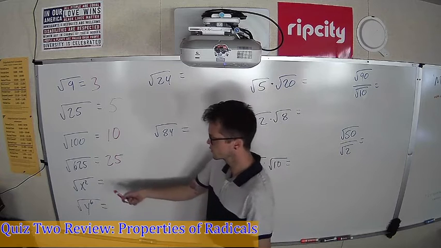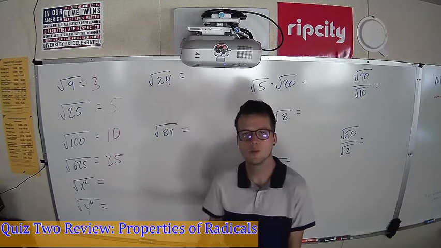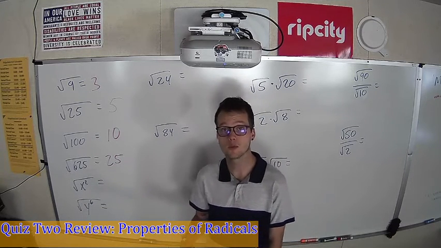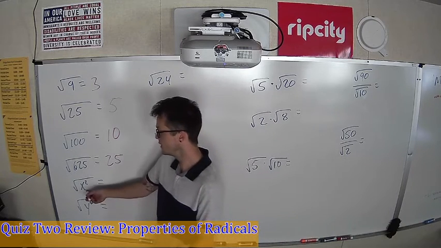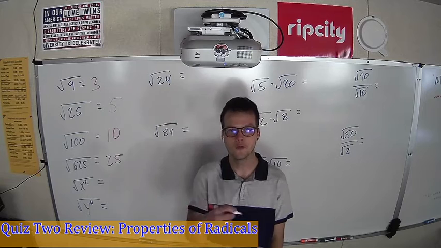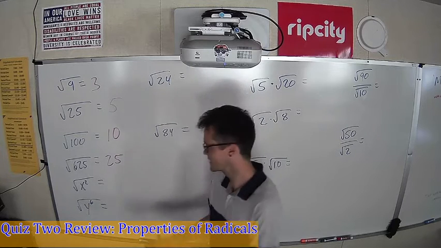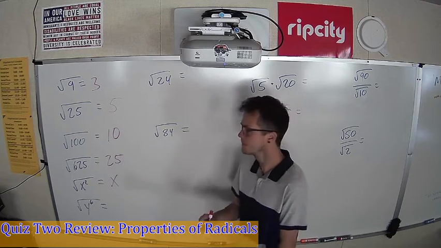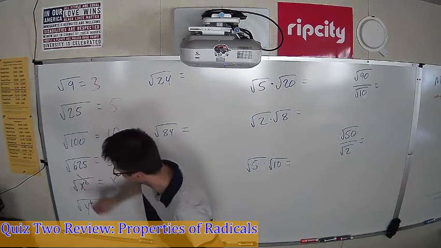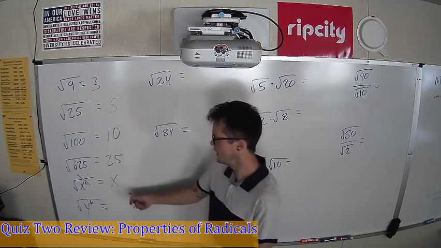Okay, let's keep rolling. Square root of x squared. I said a moment ago, squaring and square rooting are inverse operations, so they undo one another. Another way to look at this is, what times what equals x squared? Well, we know from the previous video, x times x is x squared. So the square root of x squared is just x. You could look at that as the square root and the square canceling one another out, and x is all that remains.